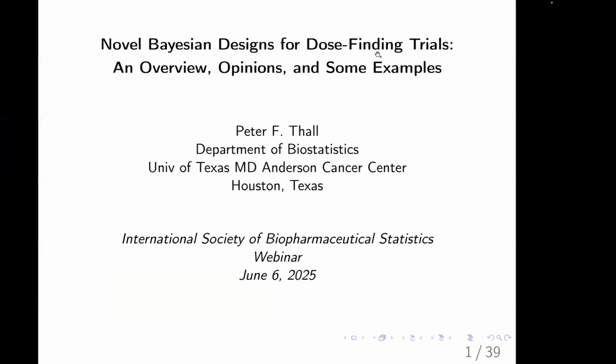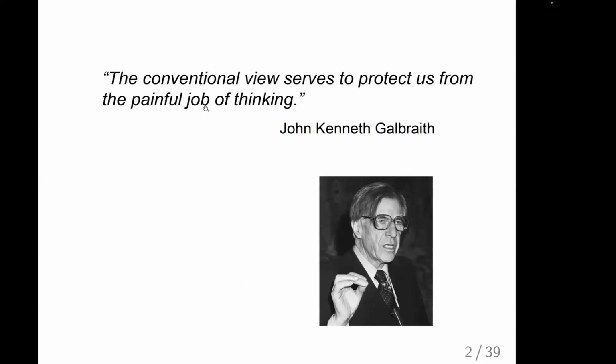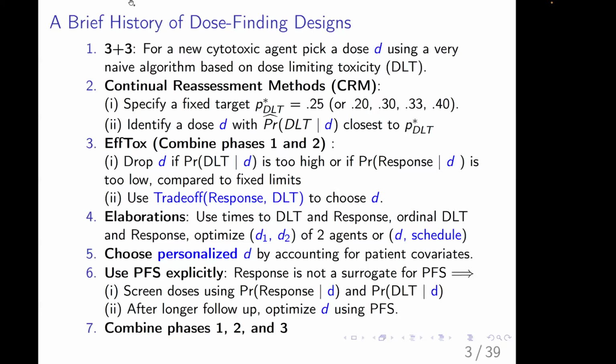So this is kind of a topical talk that moves around. It's got a general title, Novel Bayesian Designs for Dose-Finding Trials, an overview, opinions, and examples. So let's jump right in. I love this quote from John Kenneth Galbraith. The conventional view serves to protect us from the painful job of thinking. And I think everybody who does biostatistics should bear this in mind when they decide what to do or what not to do. So here's a brief history of dose-finding designs.